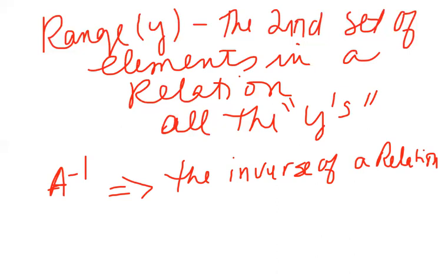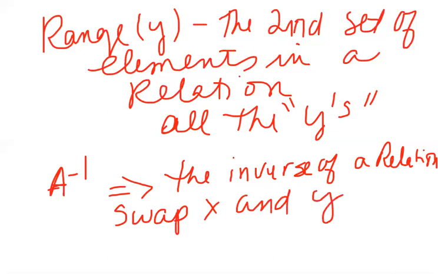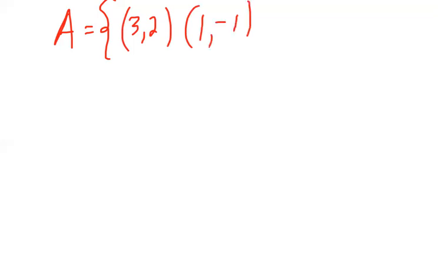So here, if we're looking at the inverse of a relation, basically we're just swapping. We're going to swap x and y. Now, I'm going to mention this just this time. I'm not going to mention it again because we're going to save this for the higher level math courses. And so if we were given a relation like the previous one, relation A, which had the elements (3, 2), (1, -1), (2, 0), and I think I had (0, -1). I think that's what the relation was.